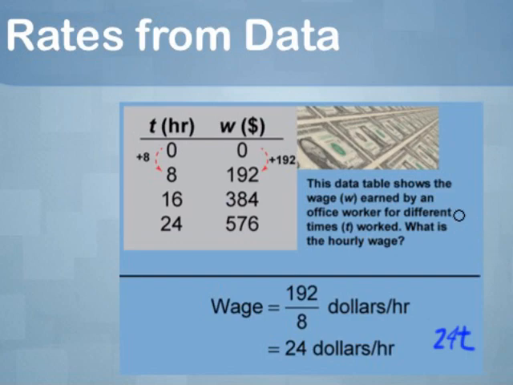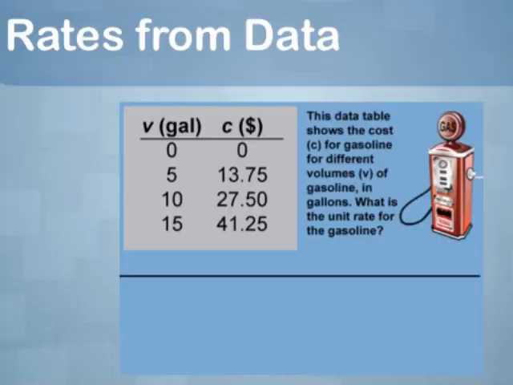Let's look at a final example. This data table shows the cost C for gasoline for different volumes V of gasoline in gallons. What is the unit rate for the gasoline? Recall the unit rate is the rate applied to 1 unit. So the unit rate for the cost of gas is to find the cost of 1 gallon of gas. The rate for the price of gasoline is the change in cost over the change in volume.